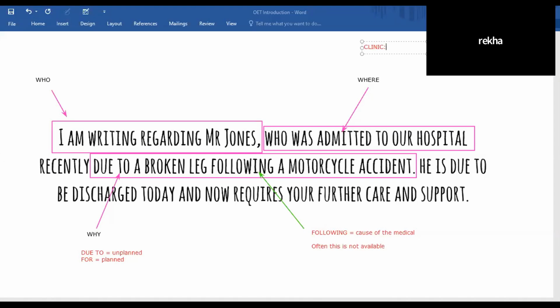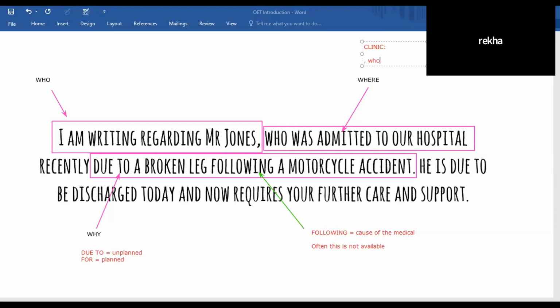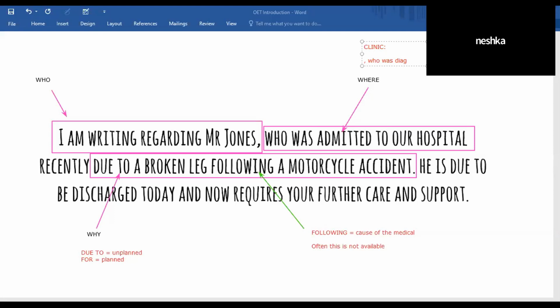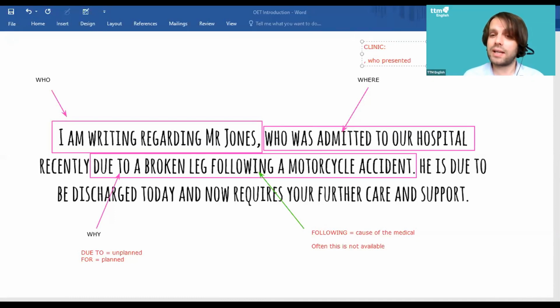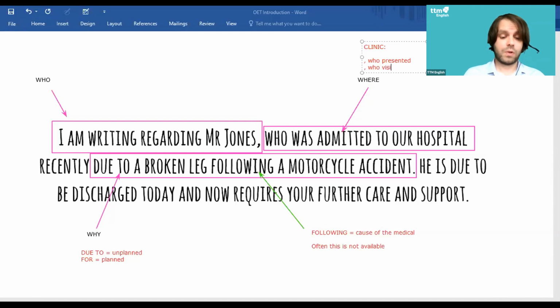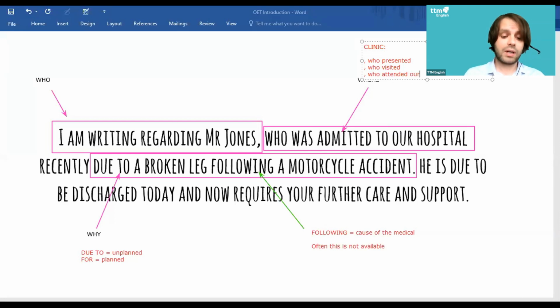I will refer this patient to hospital. Yes, but you could say I'm writing regarding Mr. Jones, who presented, who attended, came to my clinic with such problems. You can say presented. We tend to present to clinics because we walk in ourselves. Or you can say who visited, or who attended my clinic recently, or our clinic recently. That's okay, isn't it? It's not too difficult to remember.